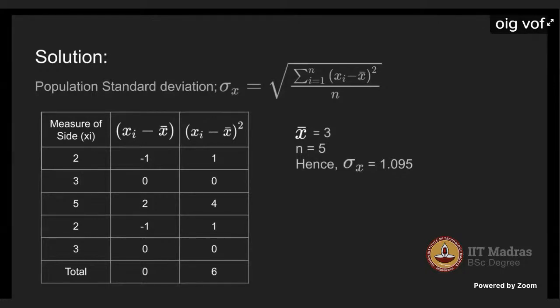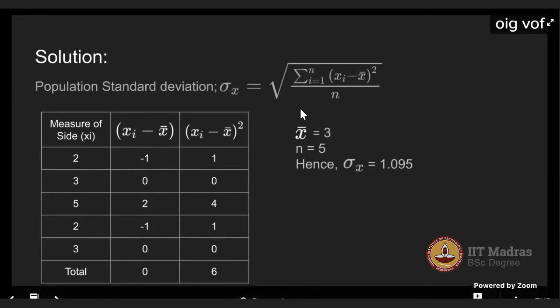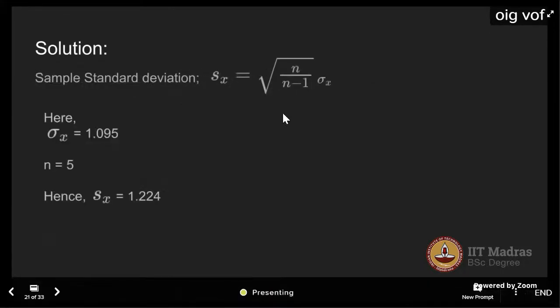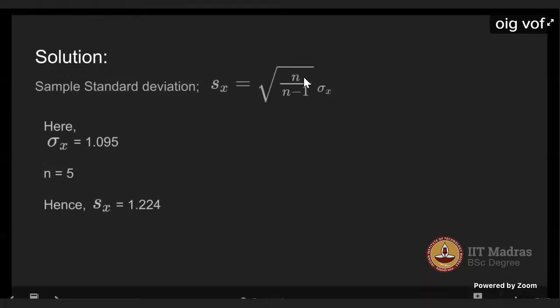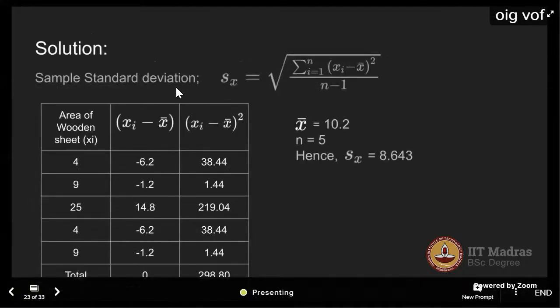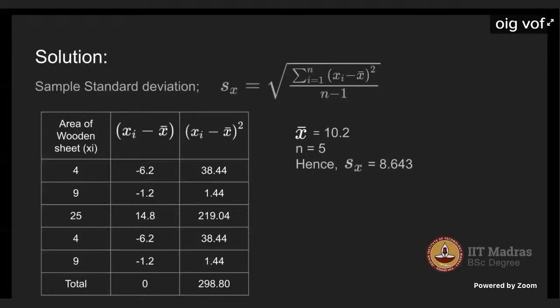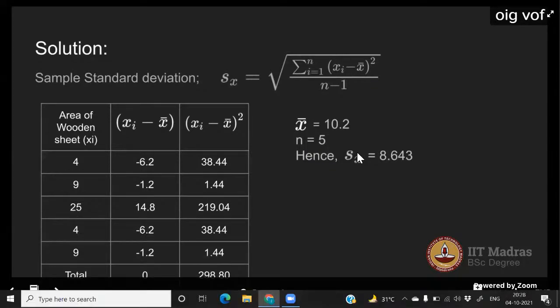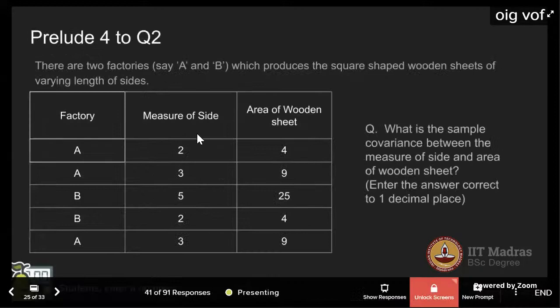For the next question, you will be needing it. The sample variance is 1.224, and the sample standard deviation for the area of wooden sheets. And last, the sample covariance is 10.5. Let's just try to solve it.